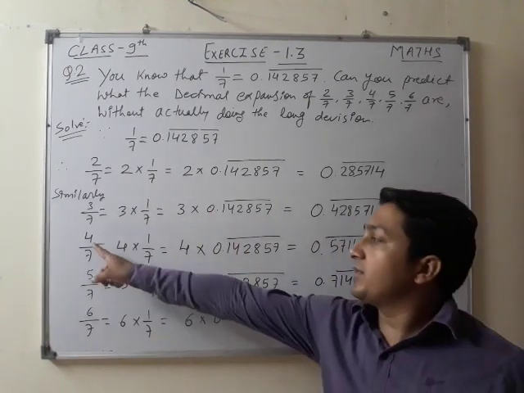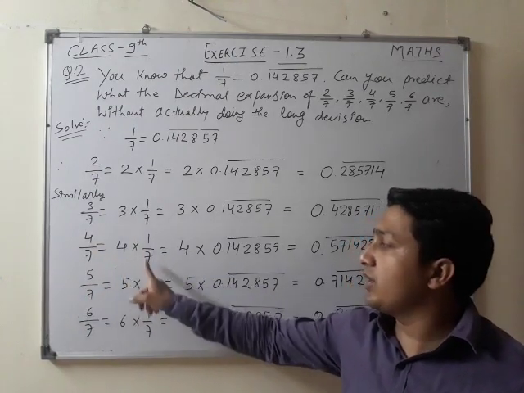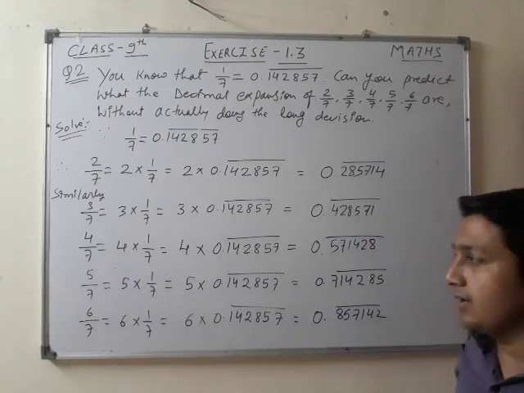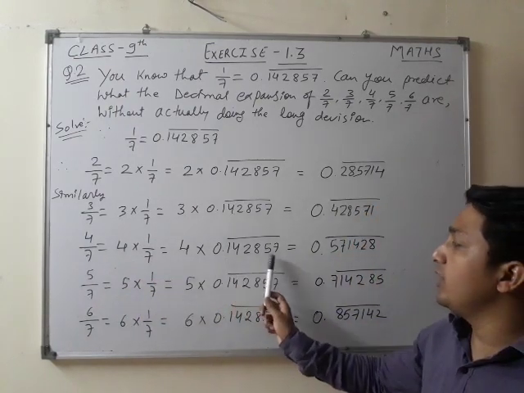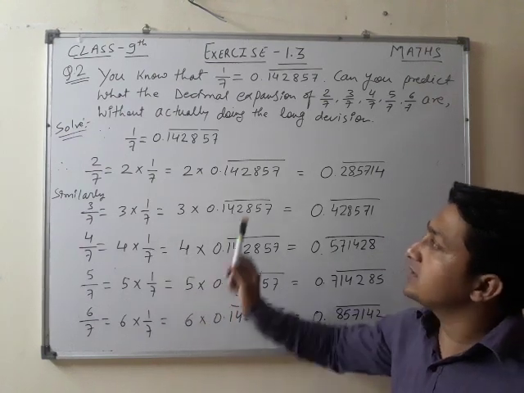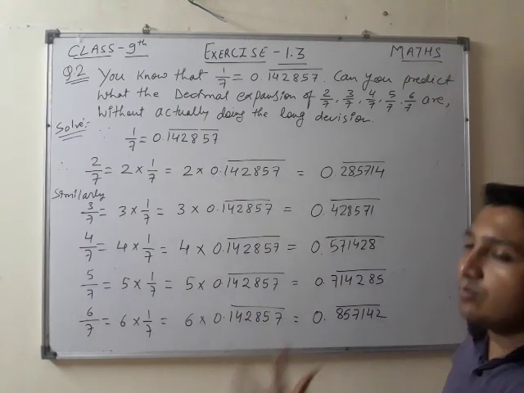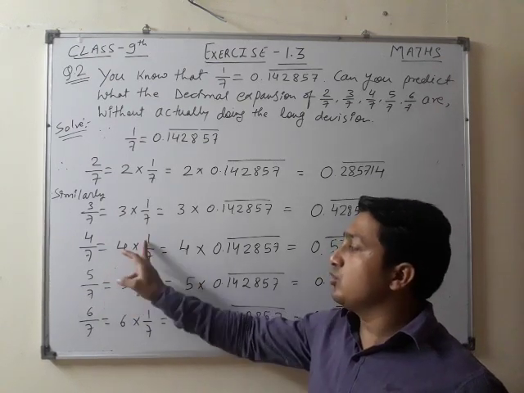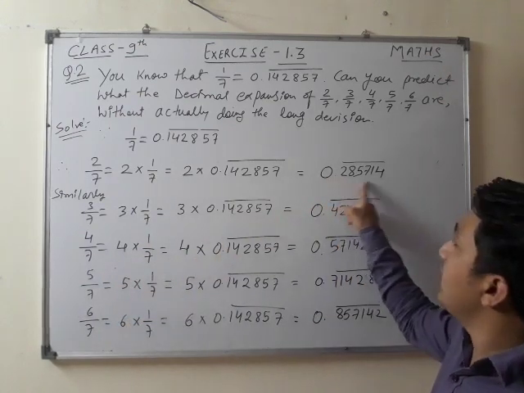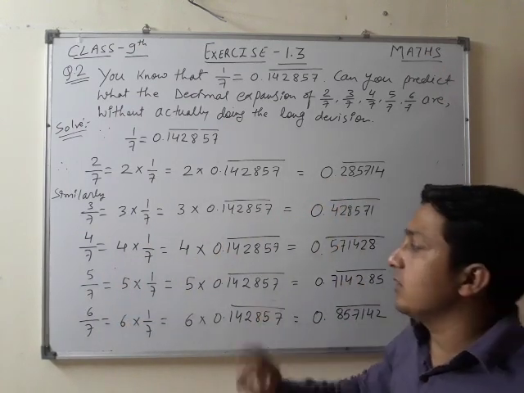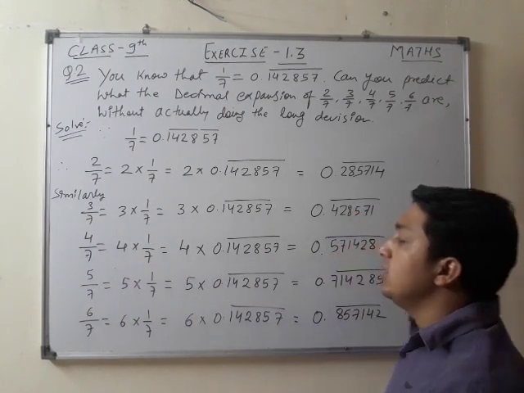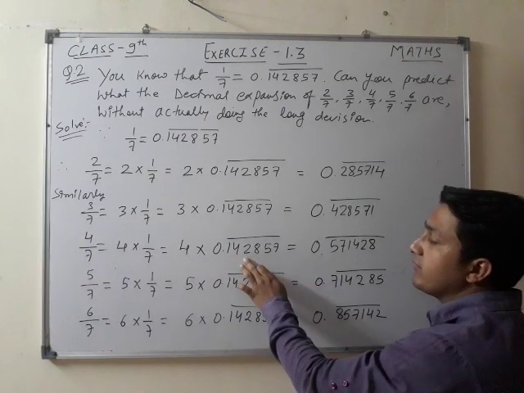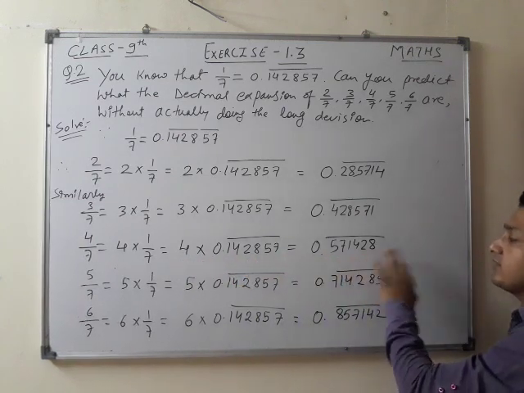Now this represents 4 upon 7. We can write 4 upon 7 as 4 into 1 upon 7. So 4 into 0.142857, because we know that 1 upon 7 is 0.142857. You can do one more thing. In place of 4 into 1 upon 7, you can write 2 into 2 upon 7 also, because you have the value of 2 upon 7. In this manner also you can solve. When you multiply 4 into 0.142857, you will get 0.571428.